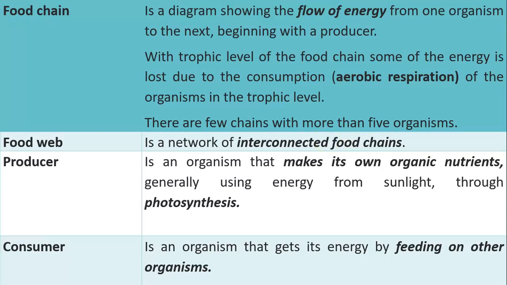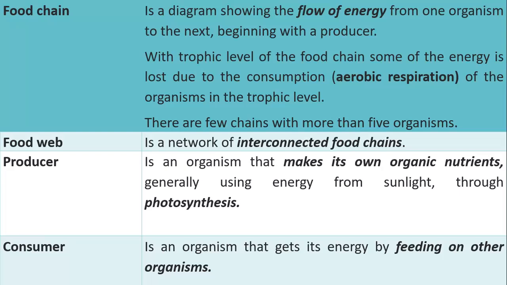There are few chains with more than 5 organisms. Why? Because there will not be enough energy to have more and more organisms in this chain. What's a food web? It's when the different food chains interconnect together.